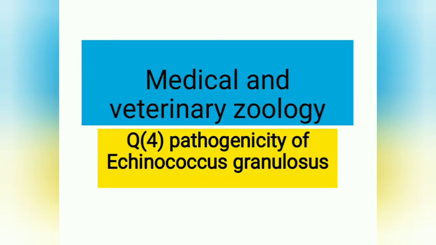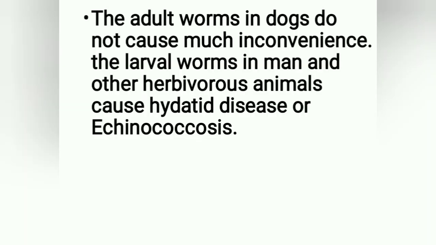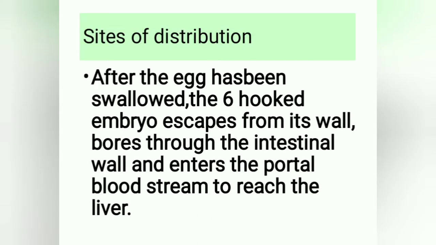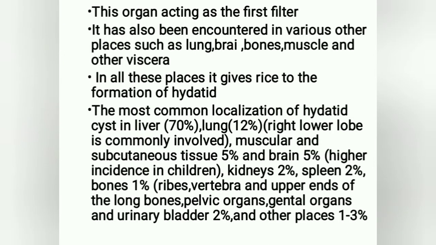Our fourth question of this chapter is pathogenicity of Echinococcus granulosus. The adult worms in dogs do not cause much inconvenience. The larval worms in man and other herbivorous animals cause hydatid disease or echinococcosis. Sites of distribution after the eggs have been swallowed: the 6-hooked embryo escapes from its shell, bores through the intestinal wall and enters the portal bloodstream to reach the liver.